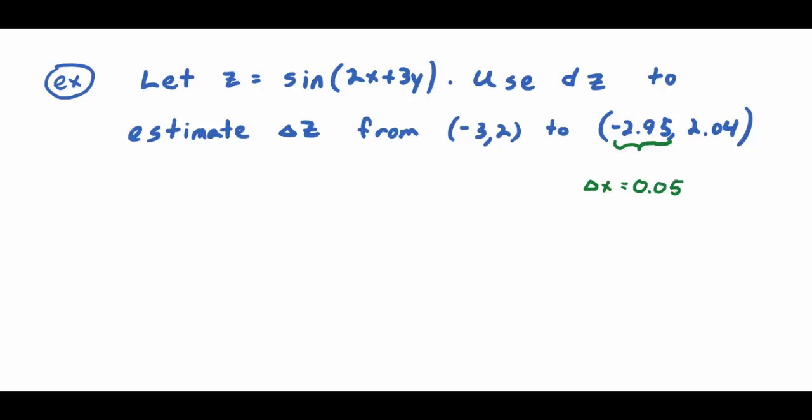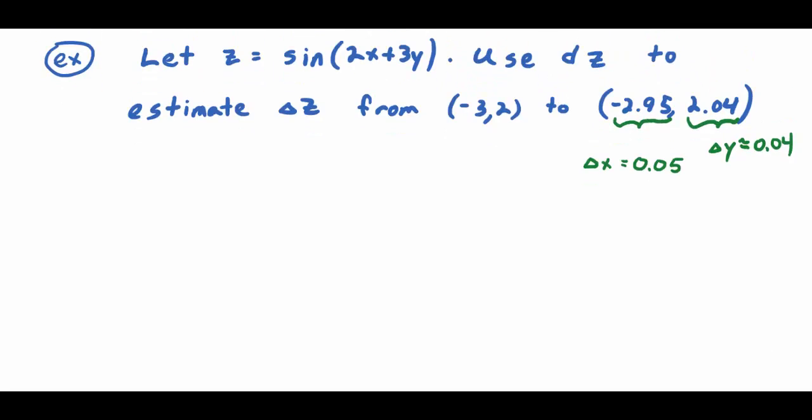Everybody see that? And then when it goes from 2 to 2.04, what's the change in y? Delta y is 0.04. Everybody see how to find those? Just subtract if it's not clear, right? Subtract the relevant x values and the relevant y values. Okay, so if we want to use dz, then we find the total differential.